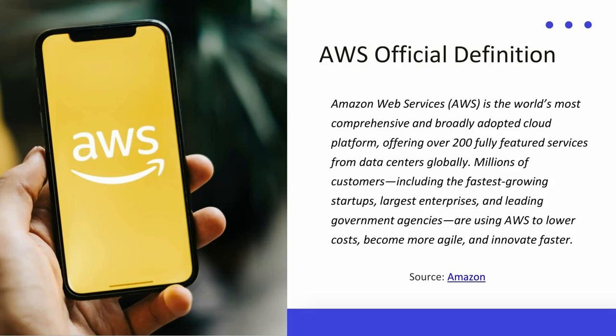So AWS, if I were to read this out, is the world's most comprehensive, broadly adopted cloud platform, offering over 200 fully featured services from data centers globally. Millions of customers, including the fastest growing startups, largest enterprises, and leading government agencies, are using AWS to lower costs, become more agile, and innovate faster. Now, it seems like a typical marketing spiel, with a lot of buzzwords.